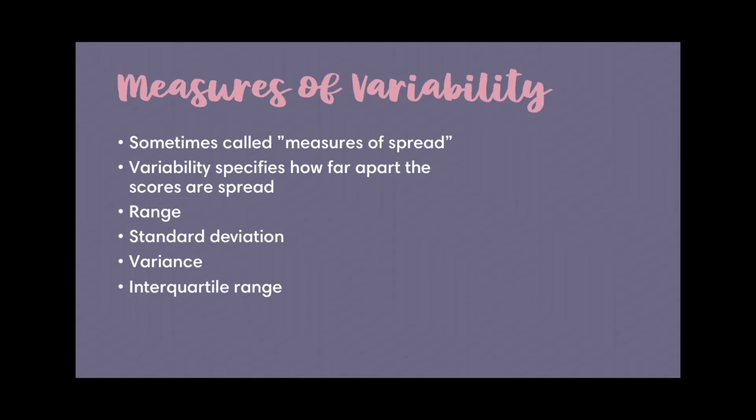Alright, so a short description of measures of variability. Sometimes they're called measures of spread. Basically, the term variability signifies how far apart the scores are spread. For this specific video, we'll be talking about 4 general measures of variability: range, standard deviation, variance, and interquartile range. Basically, variability tells us how far apart the scores are from each other, how different they are. And there are different characteristics that we're trying to look at to see how far apart the values are in a given data set.